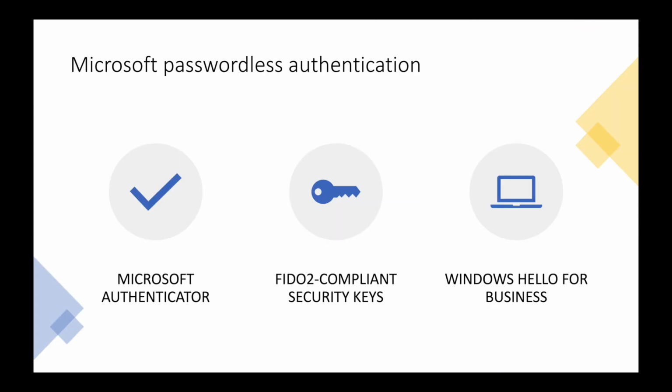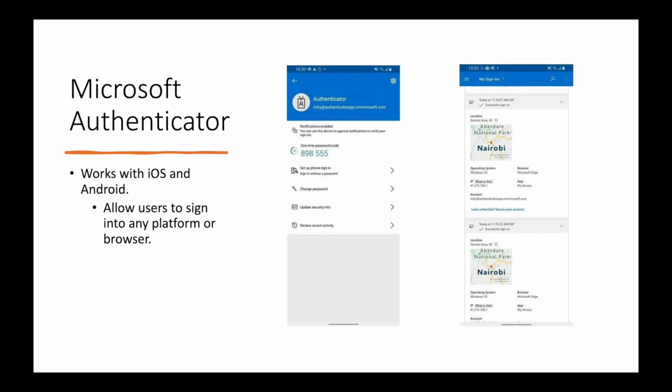So, what are Microsoft's passwordless authentication options? There's the Microsoft Authenticator app, there are FIDO2 compliant security keys, and then there's Windows Hello for Business. The Microsoft Authenticator app works with iOS and Android and allows users to sign into any platform. If you look at the screenshot on the screen right now, it shows the location, telling you exactly what app it's going into. And then you have a one-time password code, which you put in.